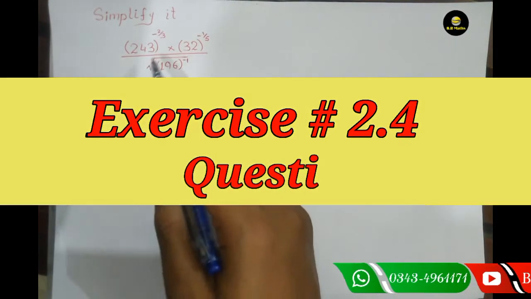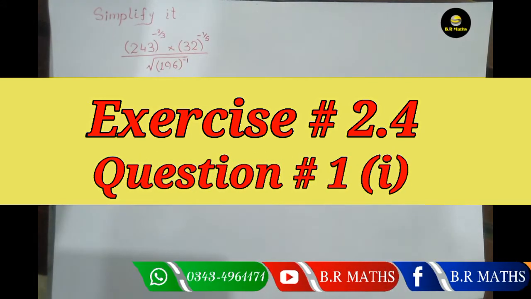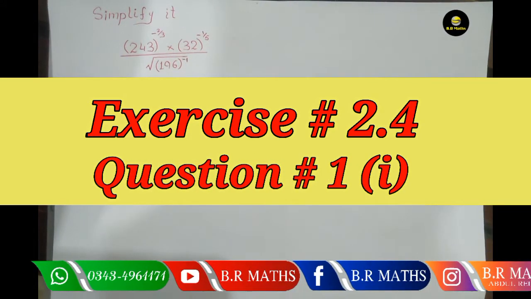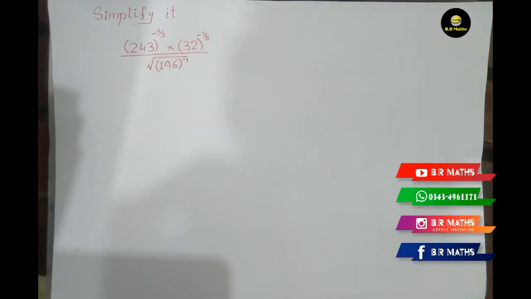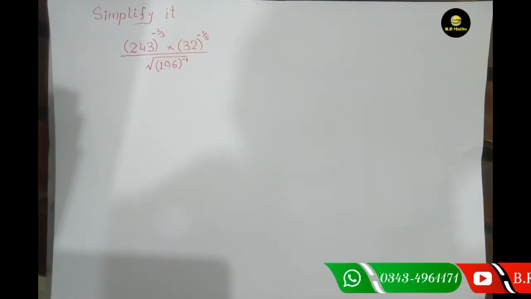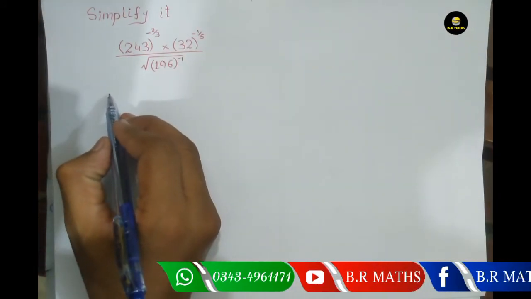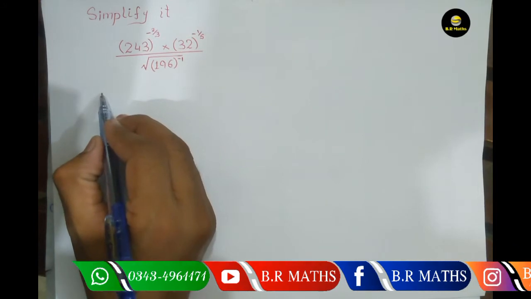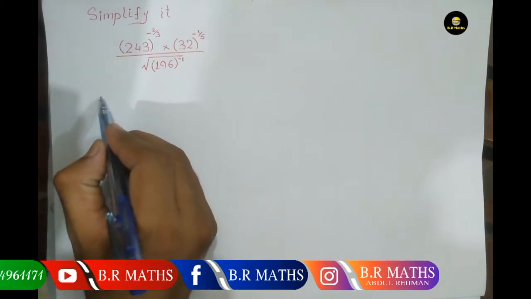Simplify 243 raised to power minus 2 by 3 multiplied by 32 raised to power minus 1 by 5, divided by the square root of 196 raised to power minus 1. This is a very important long question from the board point of view for class 9th. So today let us see how to simplify this question.